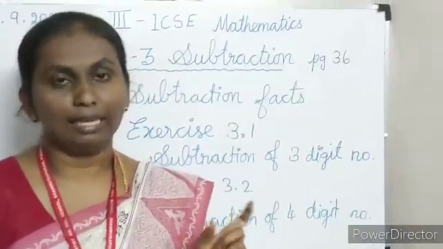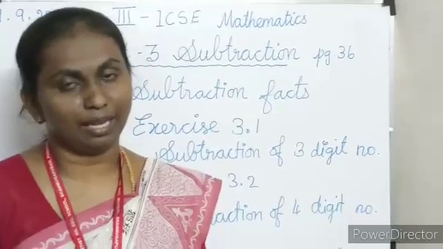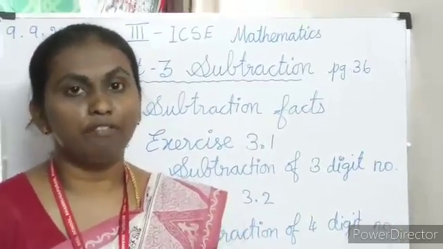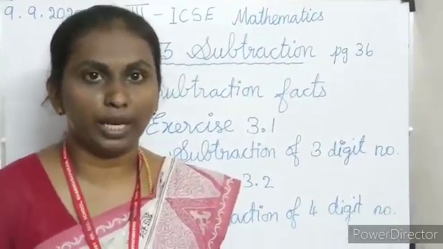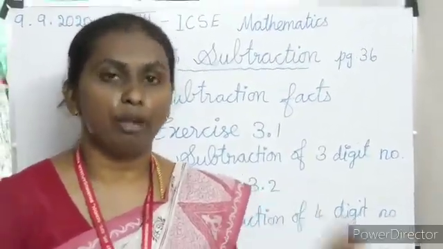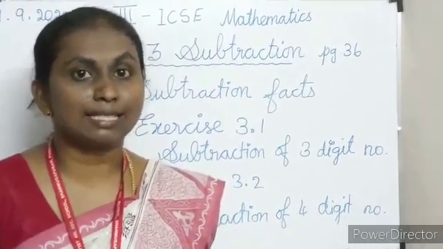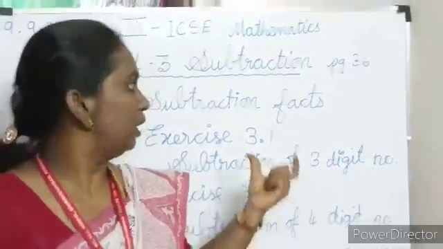44, exactly. Next, when we are subtracting the same number, that is the second fact. 45 minus 45, we are going to get 0. When we subtract the same number from a number, we are going to get 0.